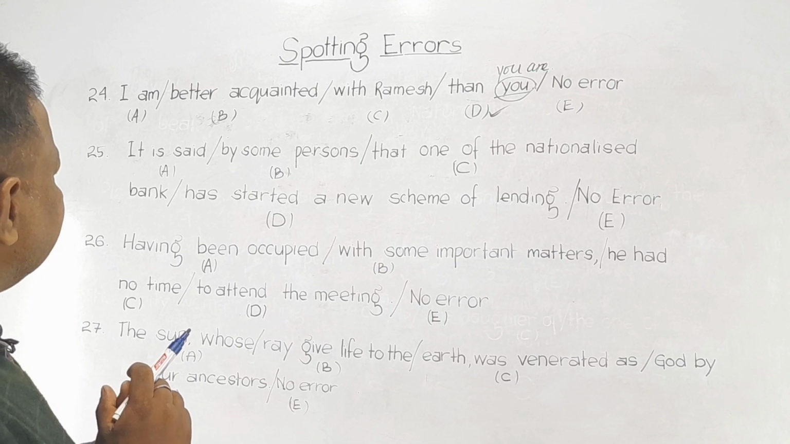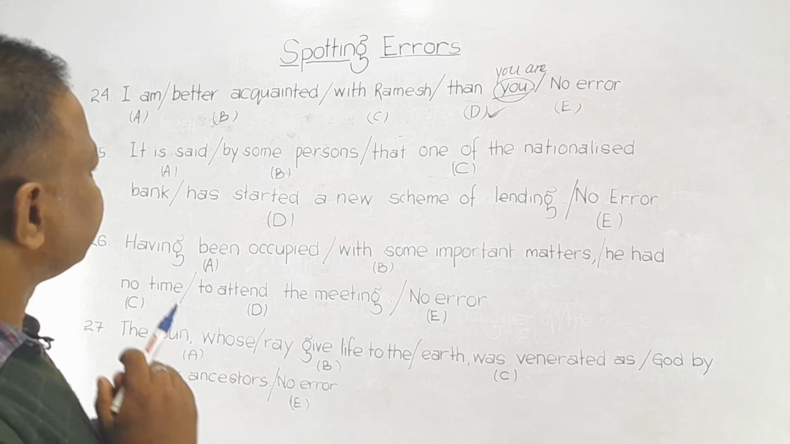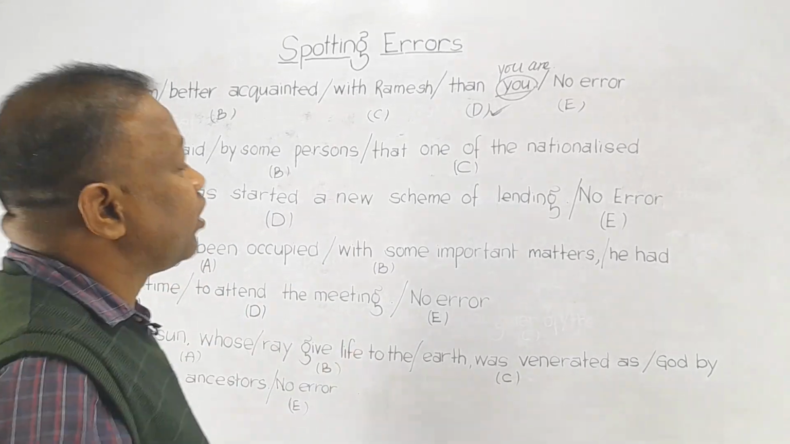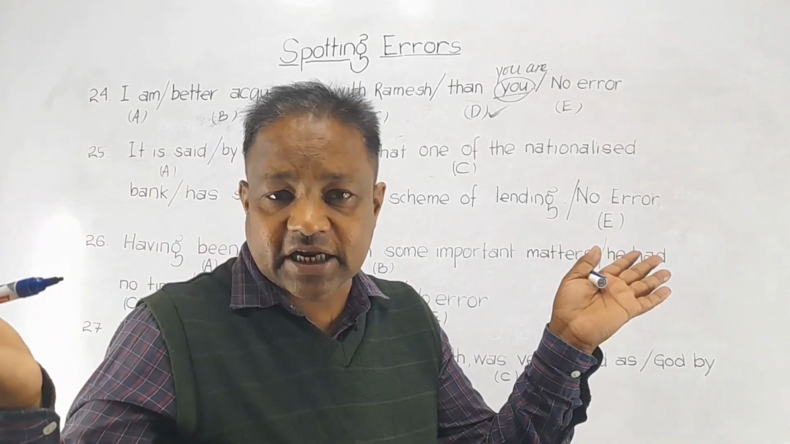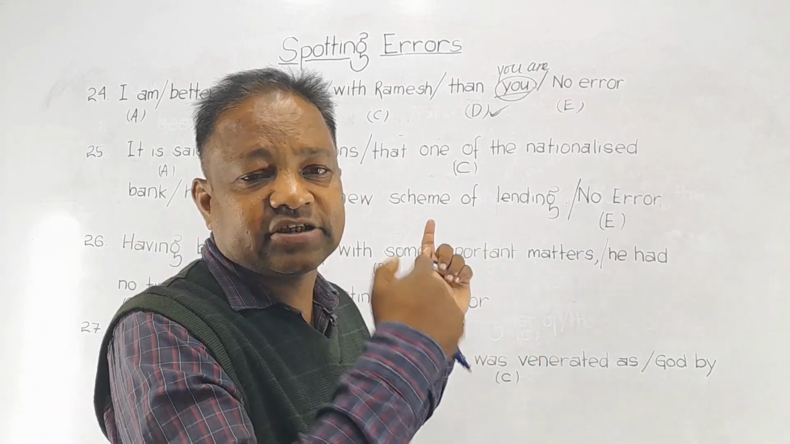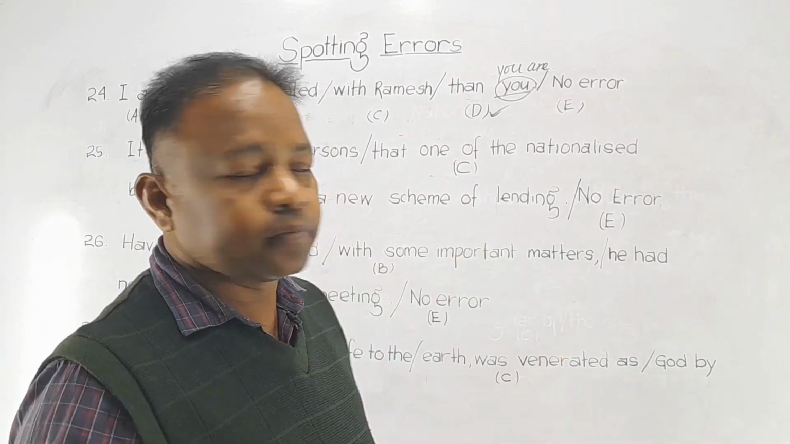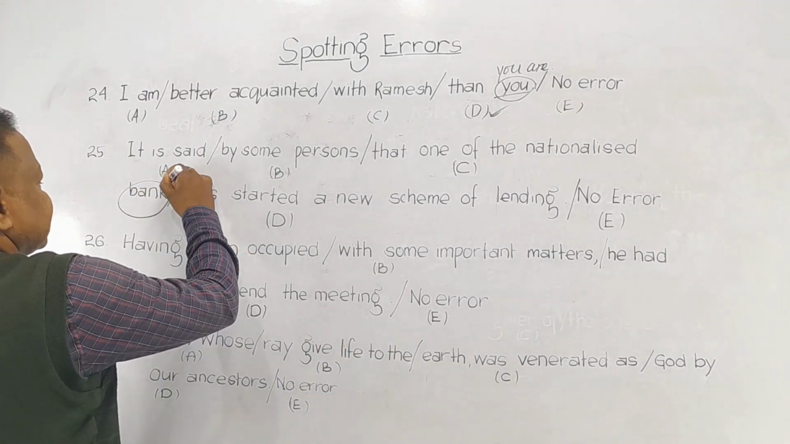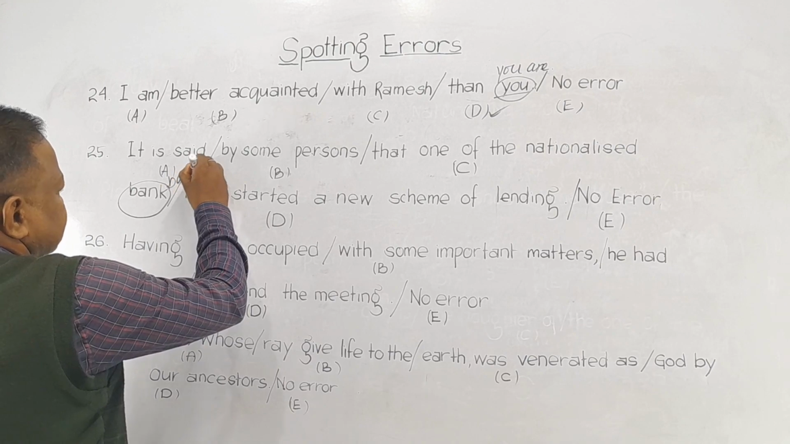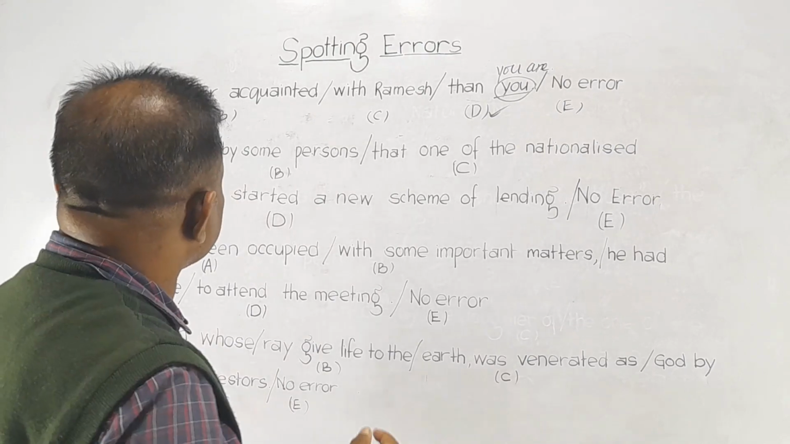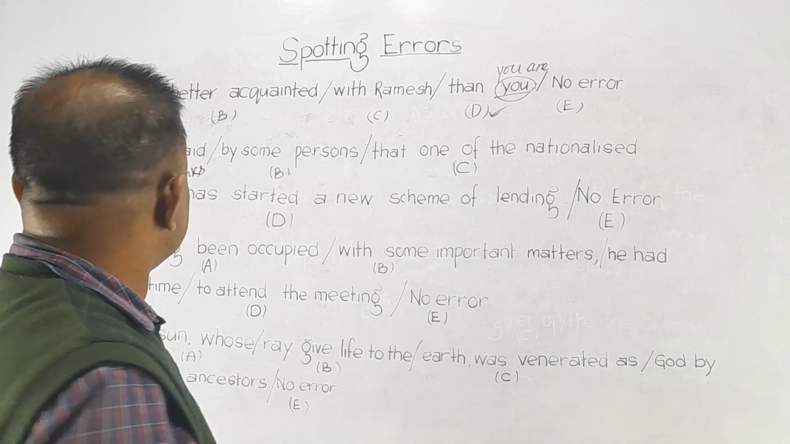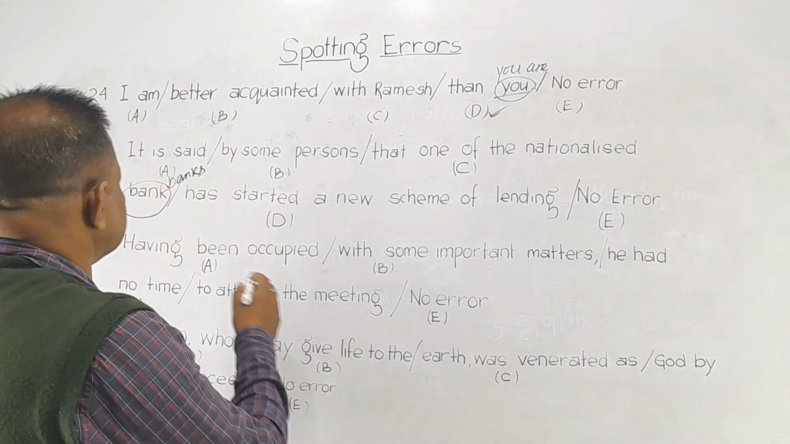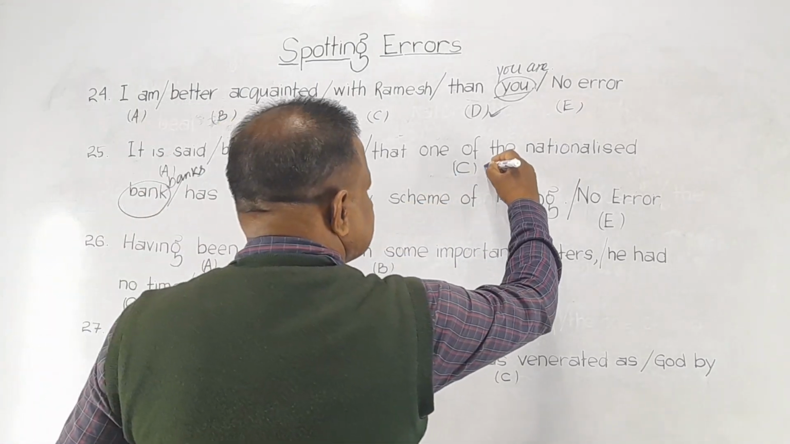Yeah, part A, it is said now by some persons, correct, that one of the nationalized bank, yes, one of the nationalized banks. There are several nationalized banks, and here the writer talks about only one of them. That means we need to write one of the nationalized banks. You can't write bank. It's said by some persons that one of the nationalized banks has started a new scheme of lending. Answer is in part C.